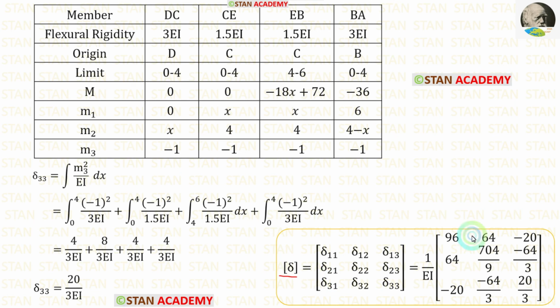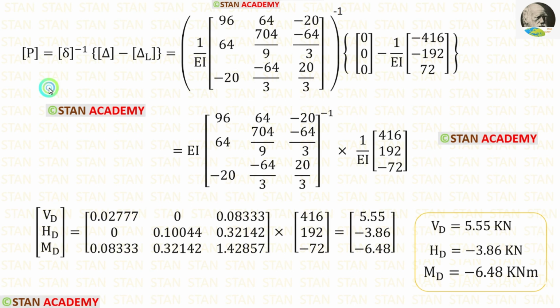In the delta matrix, we have calculated all of the values. Let us apply them. 1 upon EI is constant. Let us keep it outside. In this formula, we have found all of the values. Let us apply them. 1 upon EI inverse is equal to EI.